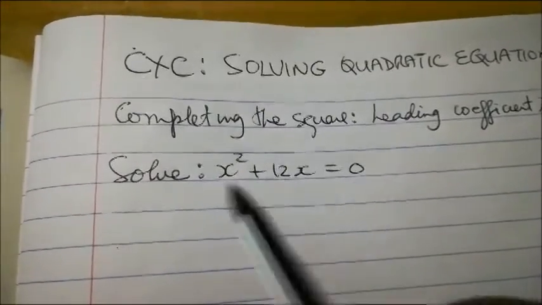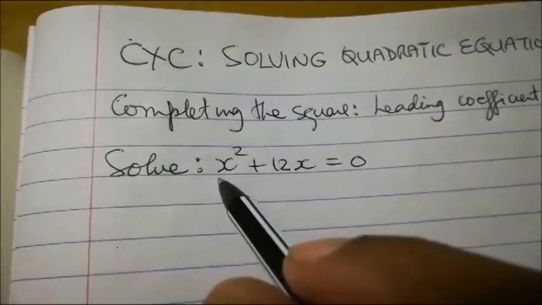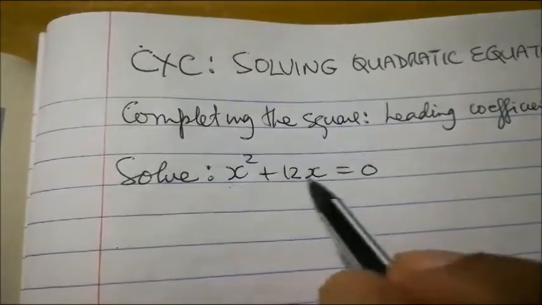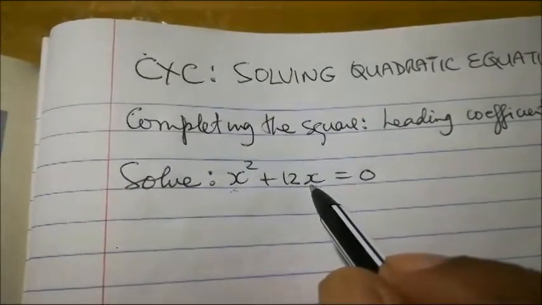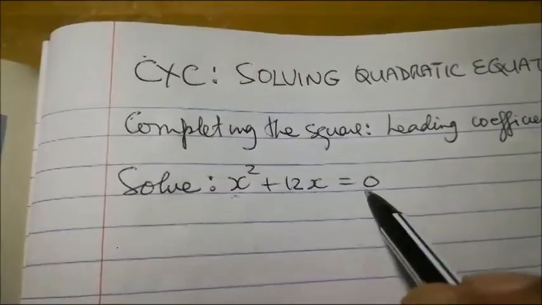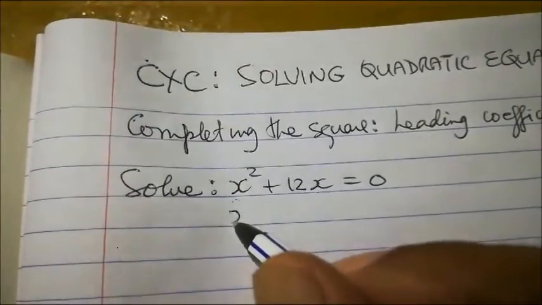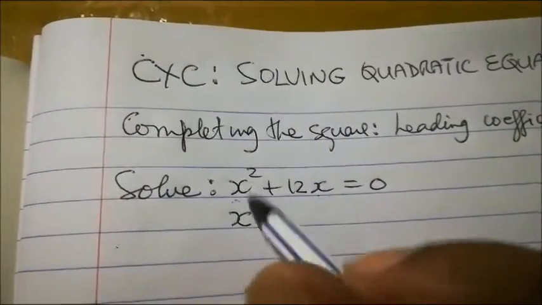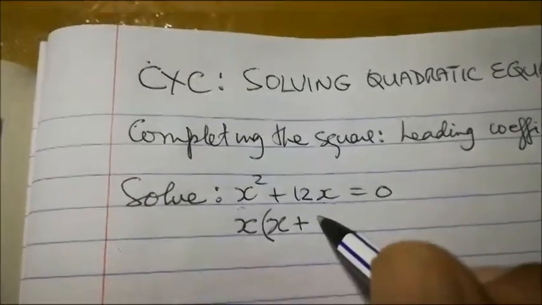We could approach it two ways. I'm going to show you the first way, which doesn't always work. We could factorize this. We could take out what is common to both terms, which is x, and allow both of them to be equal to 0. So we could approach it that way. We could remove the x from the expression, and x times x will give us x squared, plus 12.